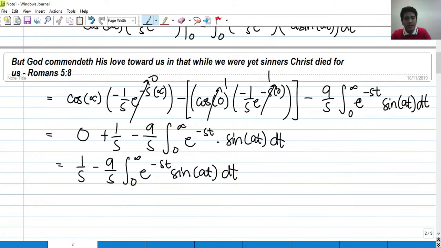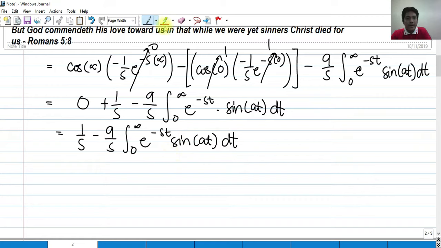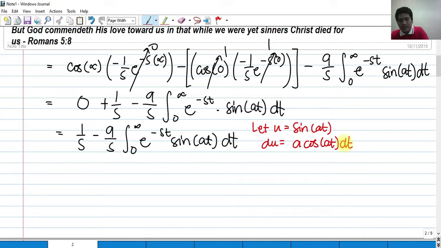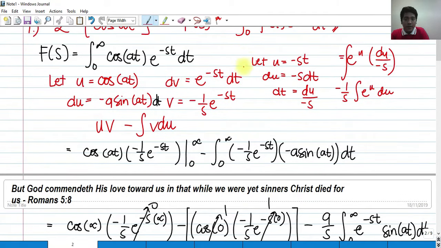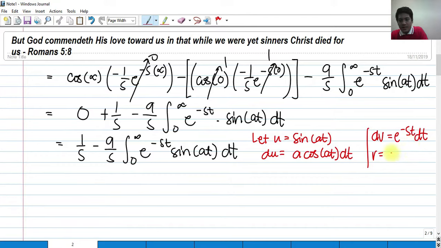And as you can see here, we have again an integral that requires integration by parts. So we have to let u again equal sine of at. The derivative of u with respect to t is a cosine of at dt. And again, our dv would be e raised to negative st dt. And we have v, again, that's pretty similar to our v a while ago. The same dv and the same v, negative 1 over s e raised to negative st.